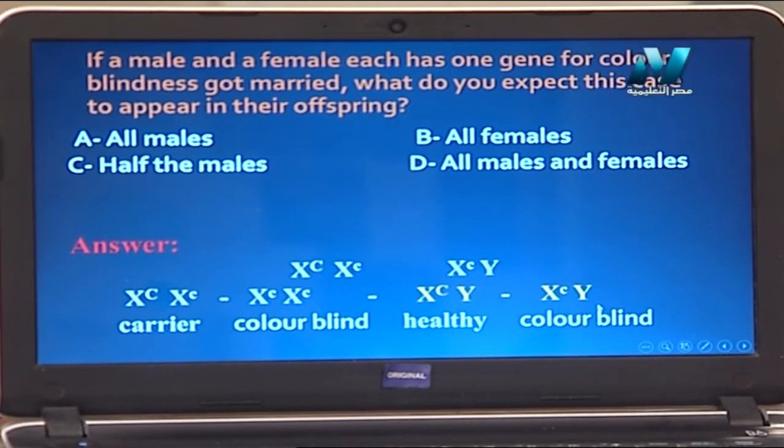So what is the answer? All males are diseased or healthy? Of course not, half of them. So half of the males are diseased or having color blindness.